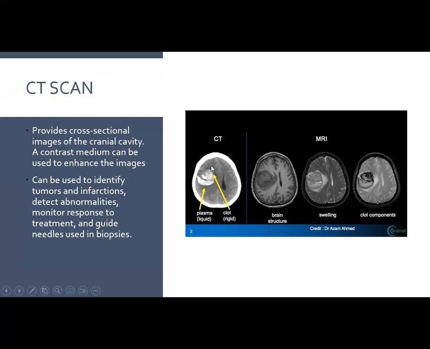So as you can see here, this is the difference between a CT scan versus an MRI. The images on the CT scan aren't as good as the MRI, but a CT scan does not have magnets. So that's why a lot of times they'll just go ahead and do the CT scan and then do a follow-up MRI once they get the information from the patient.